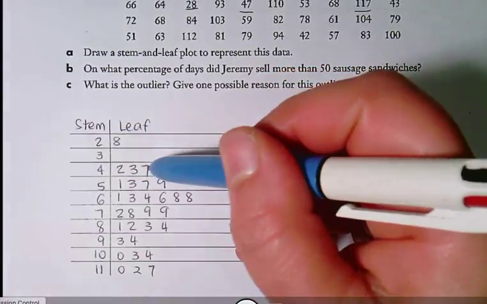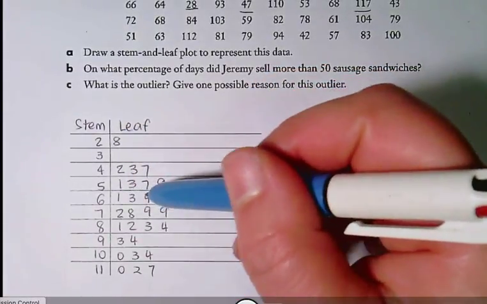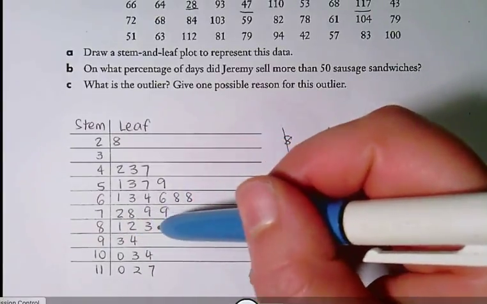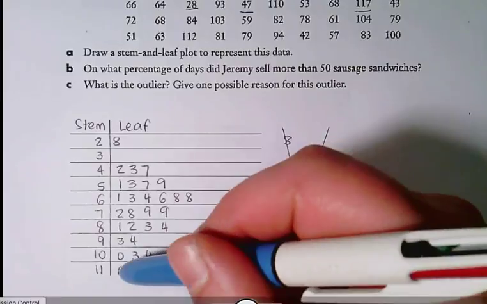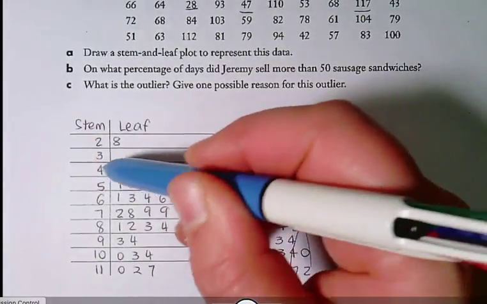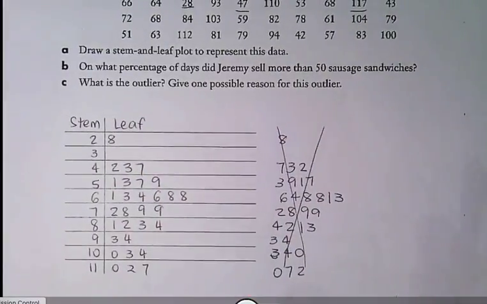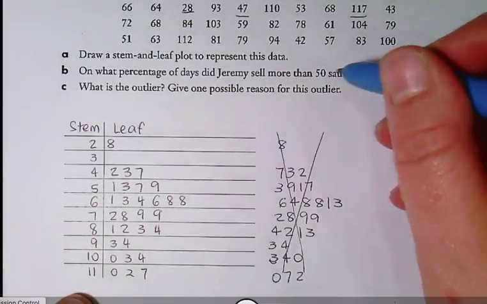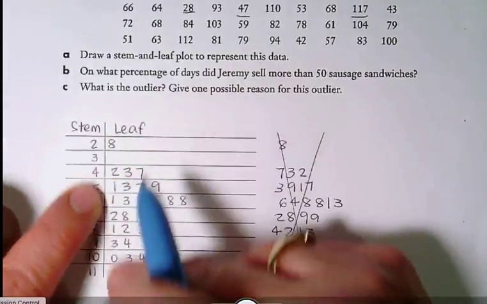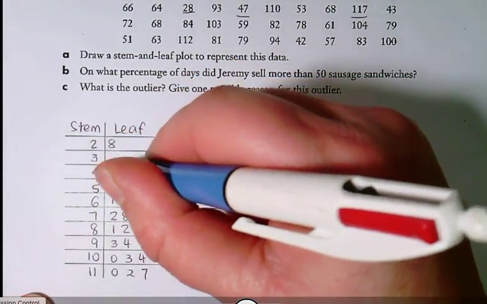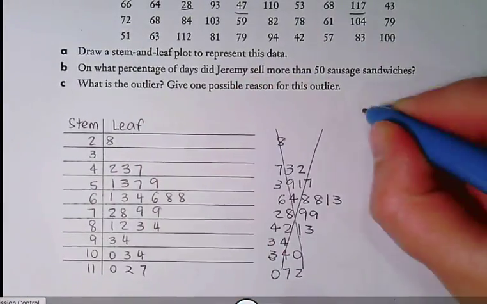So we've got 1, 2, 3, 4, 5, 6, 7, 8, 9, 10, 11, 12, 13, 14, 15, 16, 17, 18, 19, 20, 21, 22, 23, 24, 25, 26, 27, 28, 29, 30. Maybe you don't count those because that reads as 28, 42, 43, 47, etc. It says, on what percentage of days did Jeremy sell more than 50 sandwiches? So more than 50 would be all of these scores. We know that there's 30 altogether, so there's basically 4 that aren't included.